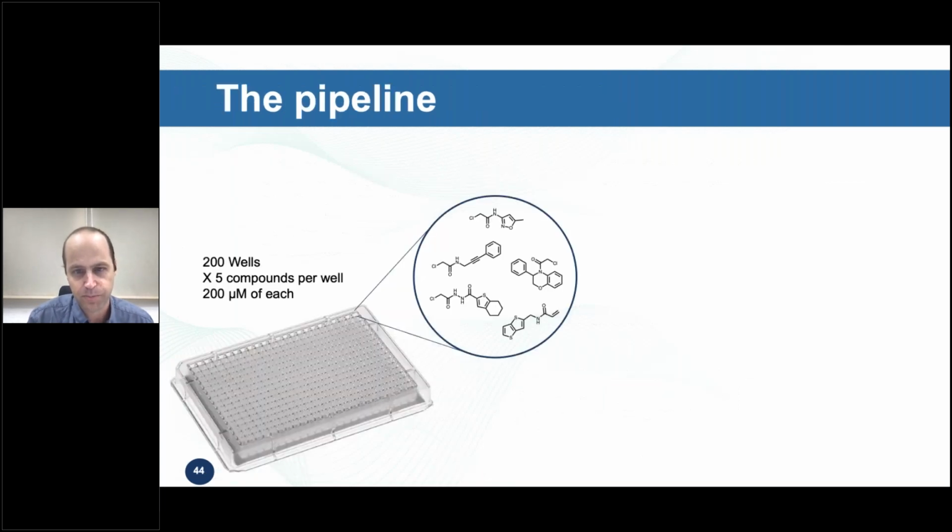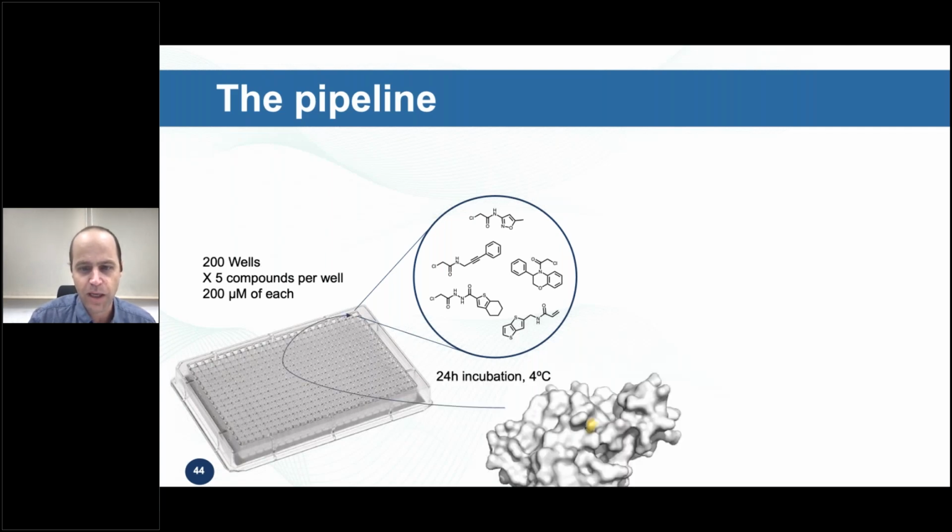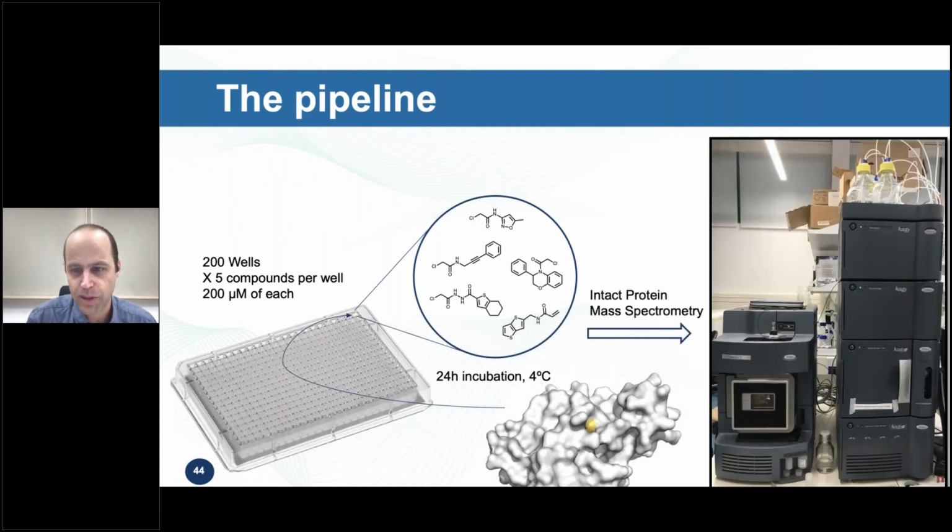Then our screening process is we incubate the fragments in cocktails of 5 compounds per well at 200 micromolar typically. Then we incubate with a target protein that has a cysteine residue for 24 hours at 4 degrees, to allow working with not-so-stable proteins. And then we read out using intact protein mass spectrometry.